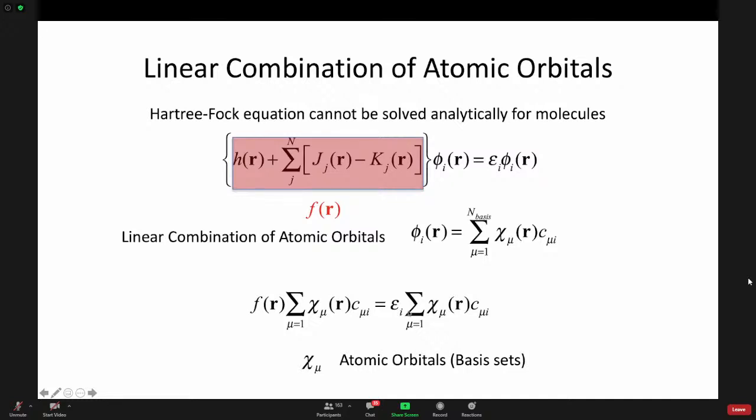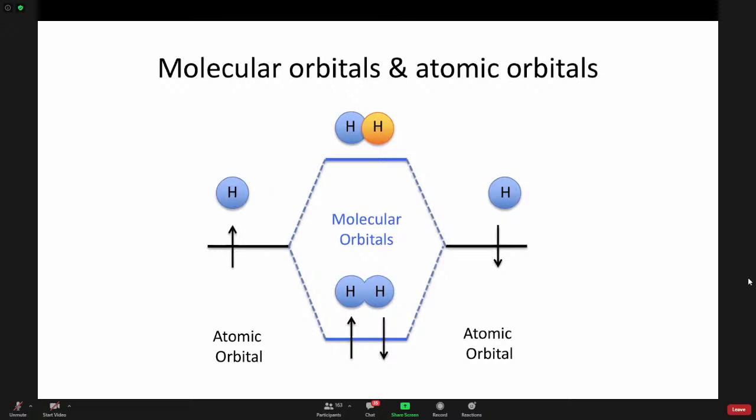But maybe it's a bit difficult, so I want to explain it again in an illustration. What I mentioned is that we construct molecular orbitals using atomic orbitals. We make them by the linear combination of these atomic orbitals. So from hydrogen atom orbitals, we make hydrogen molecule orbitals like this. And then how we describe atomic orbitals, I'd like to explain that in the next slide.